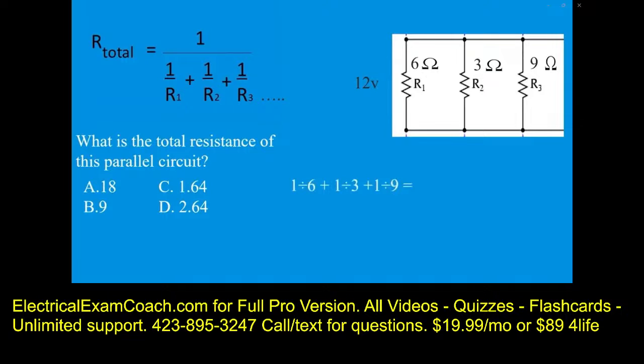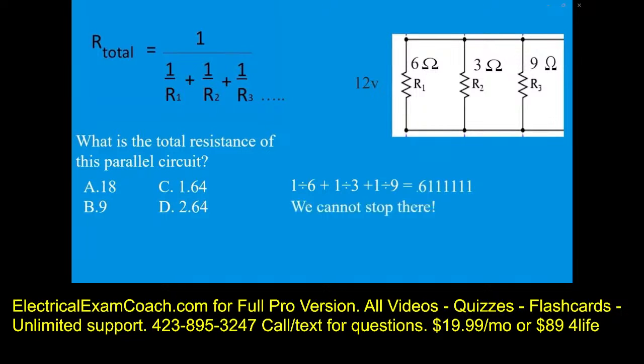Take 1 divided by 6 plus 1 divided by 3 plus 1 divided by 9. Go ahead and do that on your calculator now. Pause the video if you need to. If you took the time and worked that out, it is going to give you 0.611111.